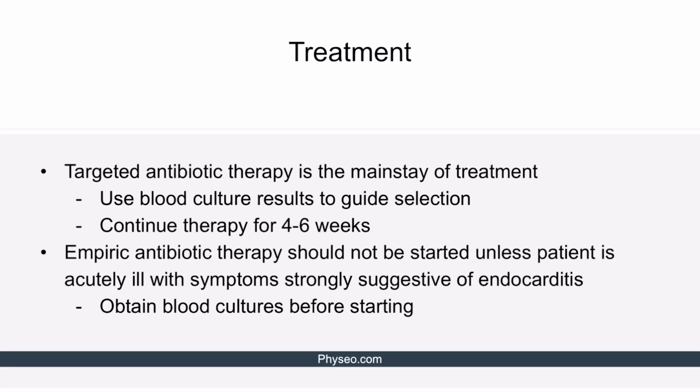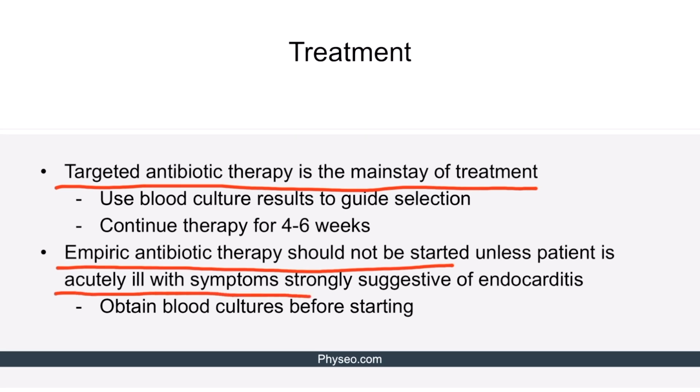The mainstay of therapy for endocarditis is targeted antibiotic therapy. The blood culture results guide the choice of antibiotics, and the antibiotics are typically given for a duration of 4 to 6 weeks, depending on further circumstances related to the case. Usually, empiric antibiotic therapy is not recommended unless the patient is acutely ill and has symptoms that are strongly suggestive of infective endocarditis. Even in these cases, blood cultures still need to be drawn prior to beginning antibiotics so that appropriate targeted therapy can be started as soon as possible.